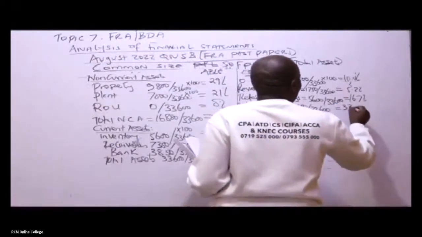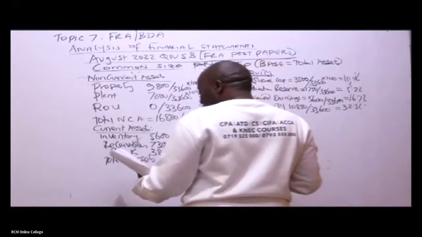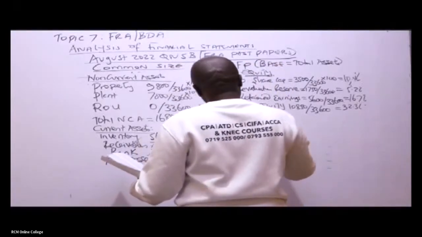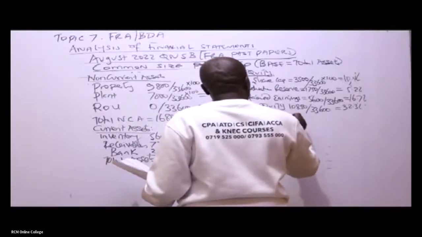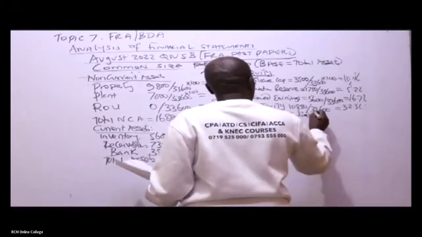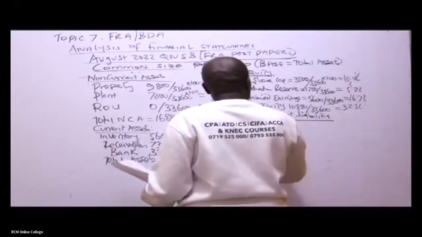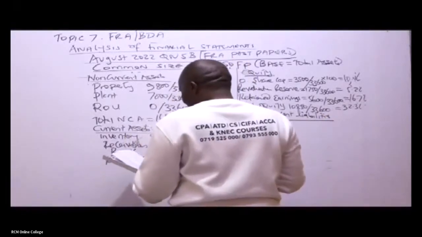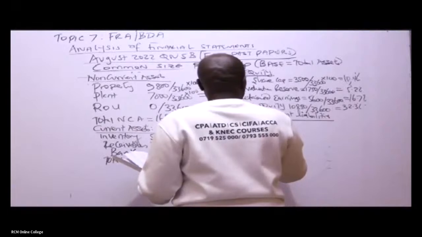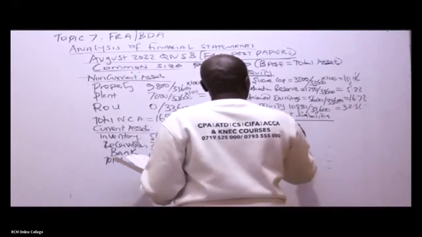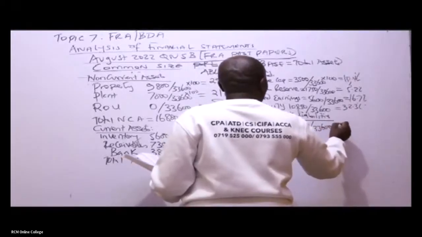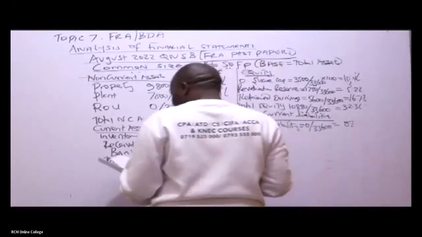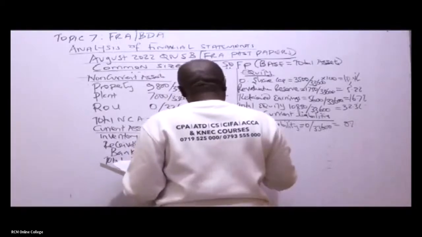32.3%. After total equity, you write exactly whatever they have given you there. Non-current liabilities. I can see lease liability. Don't say because it's 0, you won't write it. Write it. 0 divided by 33,600, you're getting 0% there. Then we have 10% loan notes.